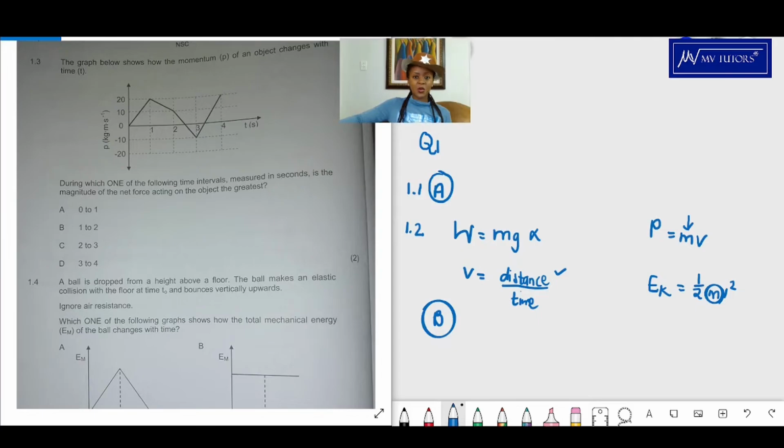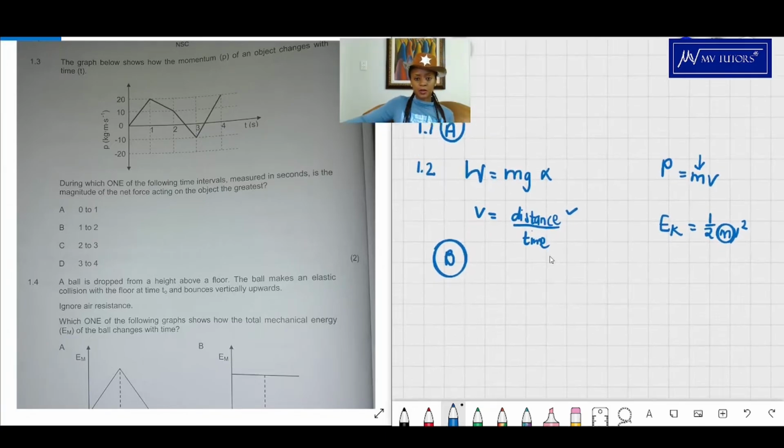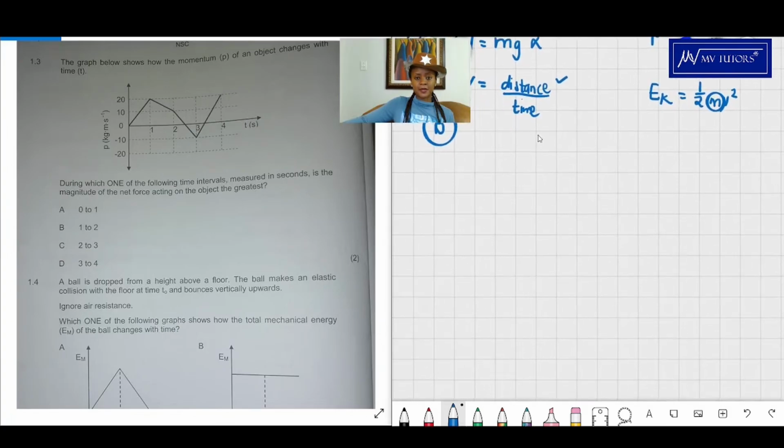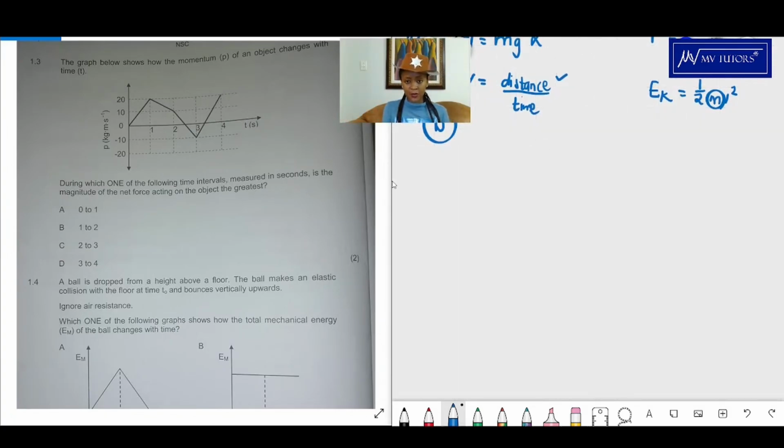1.3. It says the graph below shows how the momentum of an object changes with time. If you're going to have momentum changing with time, we're looking here at impulse. Now it says during which one of the following time intervals measured in seconds is the magnitude of the net force acting on the object the greatest? Let me just bring this a little bit up so that we can answer 1.3.